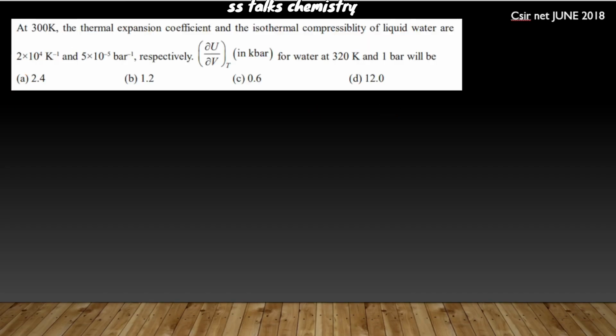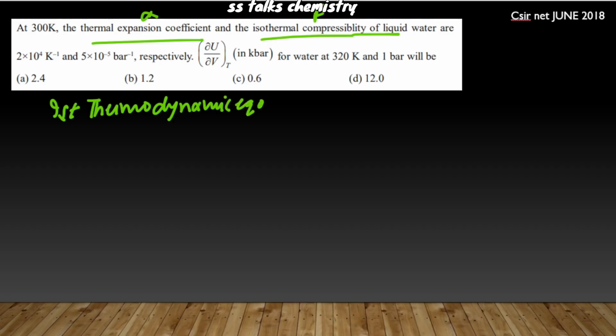Okay, next, this question now. At 300 Kelvin, the thermal expansion coefficient, which means the alpha value, and the isothermal compressibility of liquid water, that means the beta value, have been given as this and this. What is the value of del U by del V at constant temperature? So again, the first thermodynamic equation of state is being used.